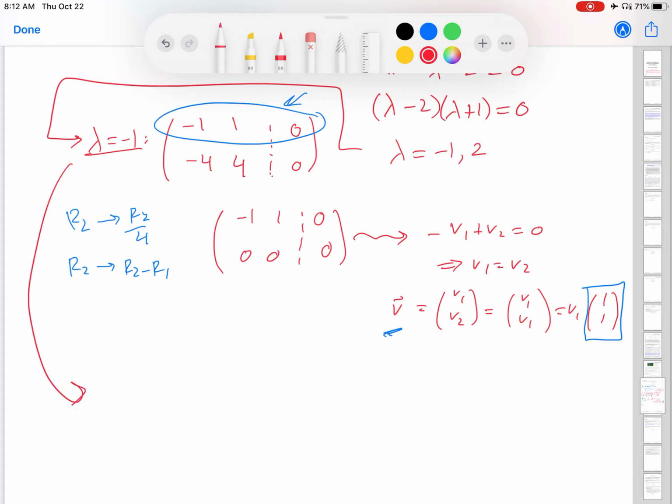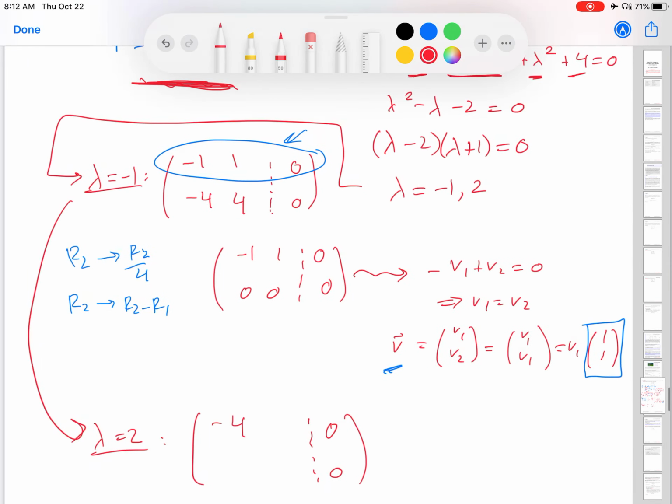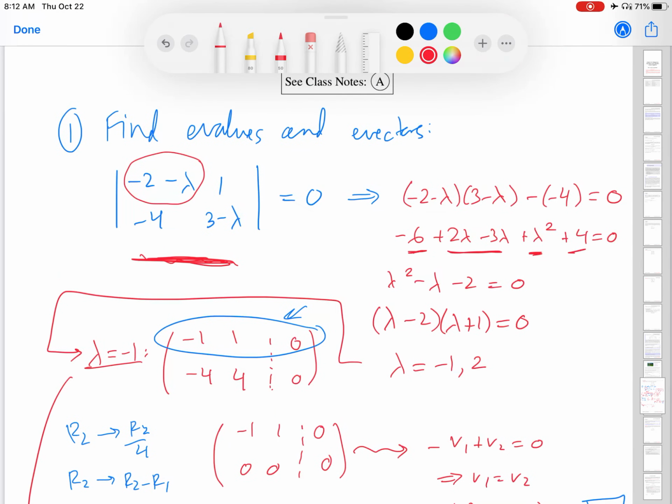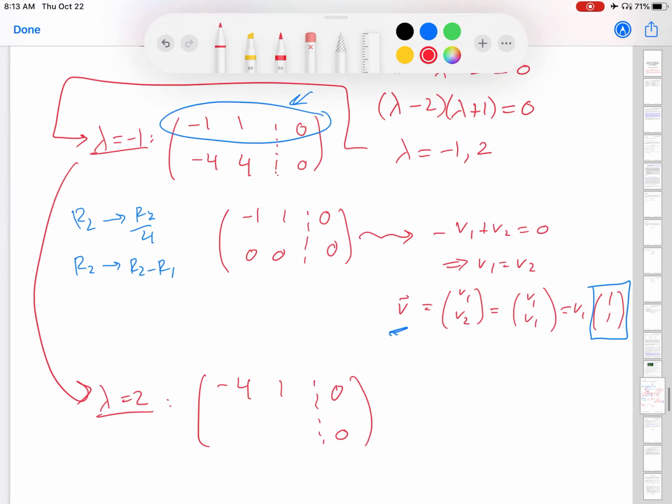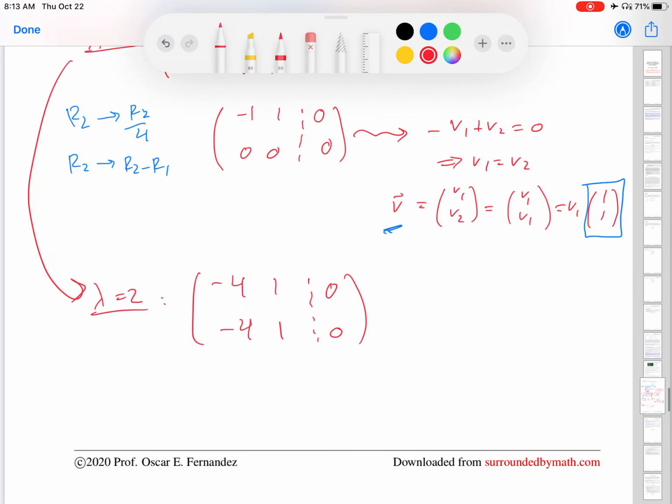Then I'm going to go back and do this all over again for lambda equals 2. I'm going to scroll up really quickly to the matrix that we had up here and then plug in lambda equals 2. I'm going to get negative 2 minus 2, that's negative 4. Keep the 1. And then negative 4 over here, and then 3 minus 2, that's 1. Okay, so negative 4, yes. Great, so these two rows are exactly the same. So I can row reduce it to a row of zeros in the second row by just subtracting the first row from the second one.